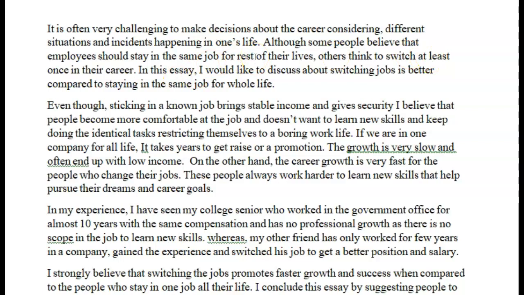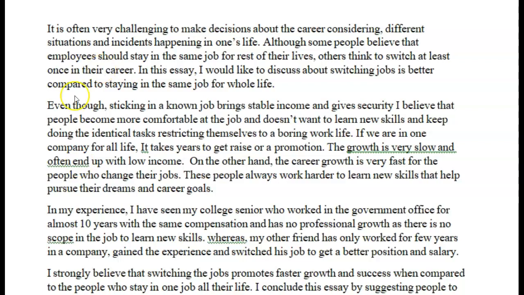In this essay, I would like to discuss, no, you said discuss about switching jobs is better. Grammatically, this does not work. Again, I would like to, no, you don't even have to say I would like to discuss. In this essay, I will discuss why switching jobs is better compared to staying in the same job, period. Okay? So as you can see, there were a lot of mistakes with grammar, a lot of awkwardness.